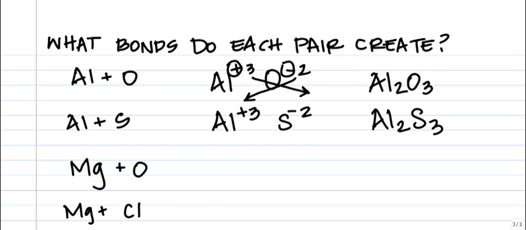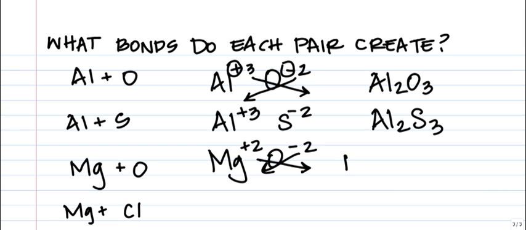How about magnesium and oxygen bonded together? Well, magnesium has a charge of +2 and oxygen has a charge of -2. So I'm going to go ahead and swap and drop these, and I get Mg2O2. Now I can reduce that because a 2 and a 2 reduces to 1. So I can just write it as MgO, magnesium oxide.